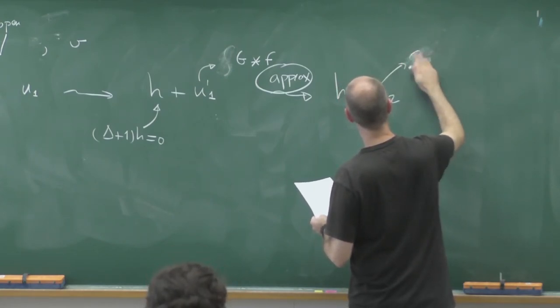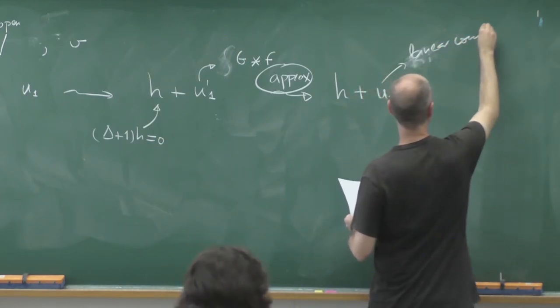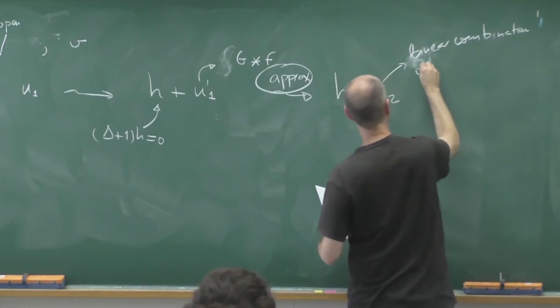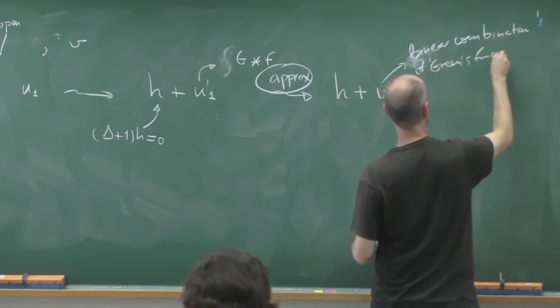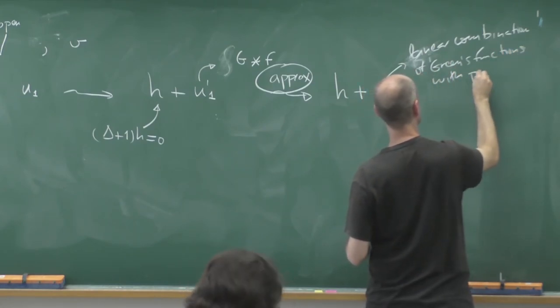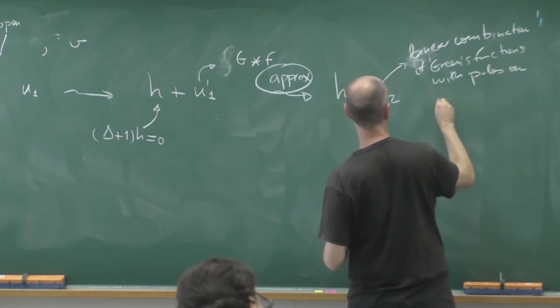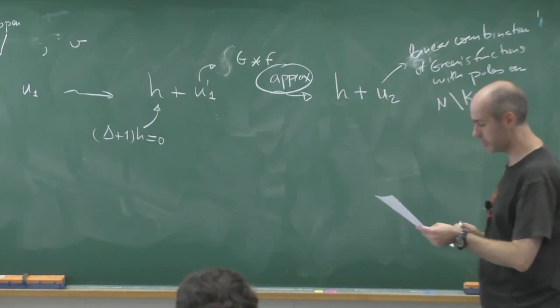So this is a linear combination of Green's functions with poles on the set N minus K, in this corona, in this annular region.